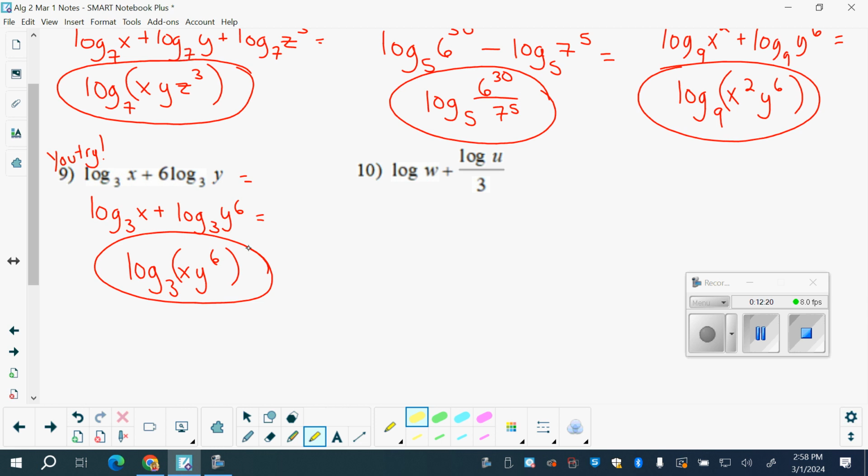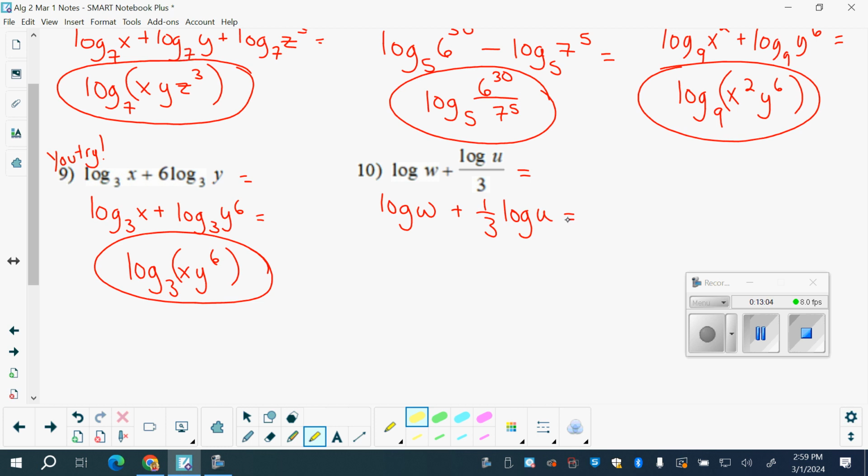Okay, so this one's tricky. Is there a way we can rewrite this dividing by 3 as a coefficient multiplied by log of u? There is. What would it be? What's that? So the base is 10, yes. So since there's no base, it's assumed to be 10. What would our coefficient be when we're dividing by 3? 1 over 3, yes. So 1/3 log u.